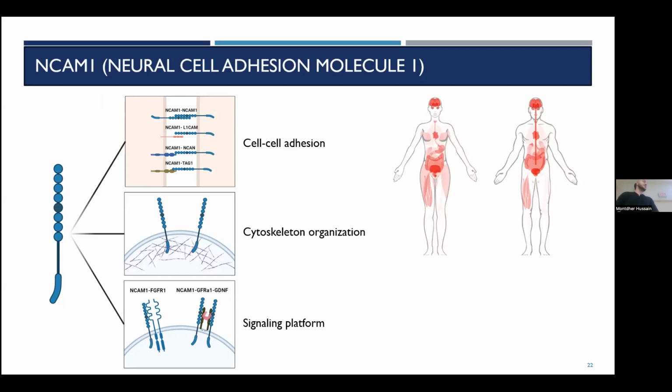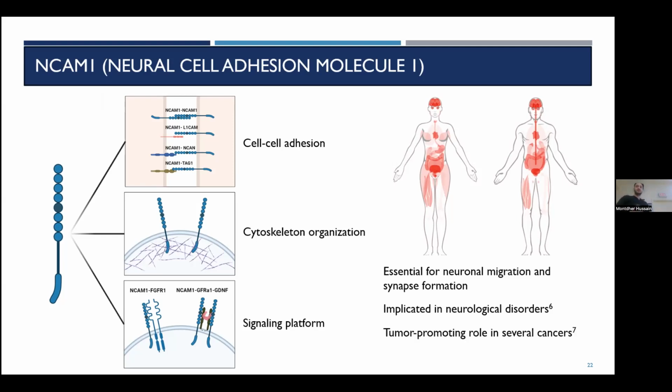So NCAM1 has a broad expression pattern throughout the body. However, it's most known for its essential role in neuronal processes, such as regulating neuronal migration, proliferation, as well as synaptic branching and synapse formation. And for these reasons, it's implicated in several neurological disorders. However, it's also implicated in tumor promoting roles in several cancers.